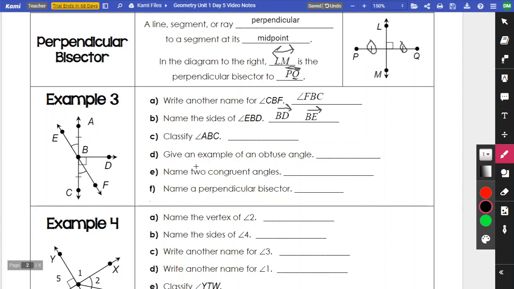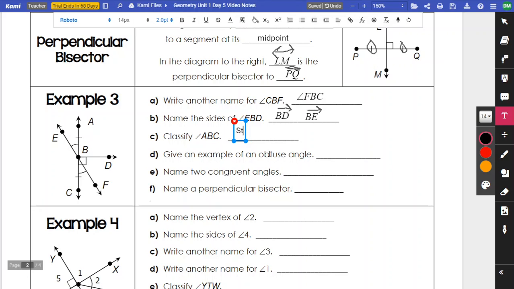Okay, we want to classify now angle ABC. Well, that's a straight line, and anytime you have a straight line, you've got a straight angle. So our answer here is just straight.